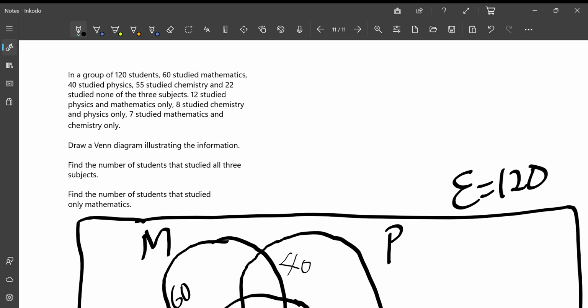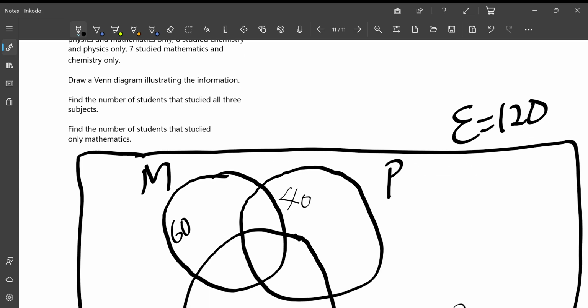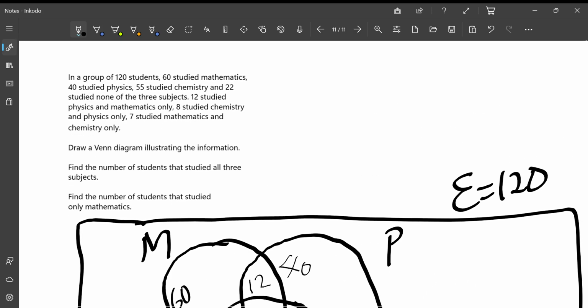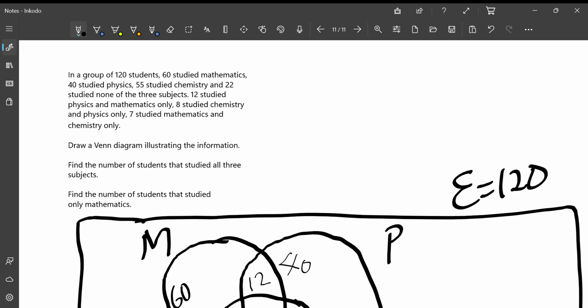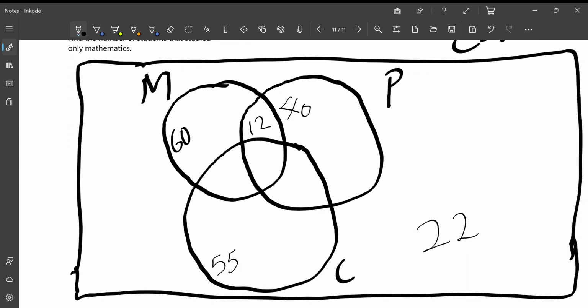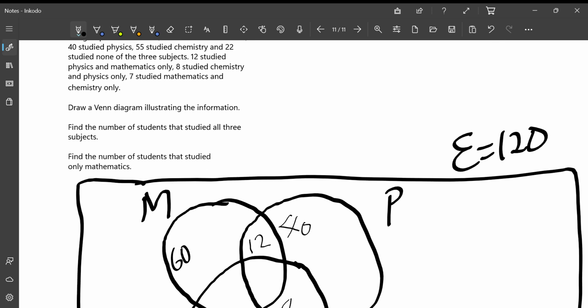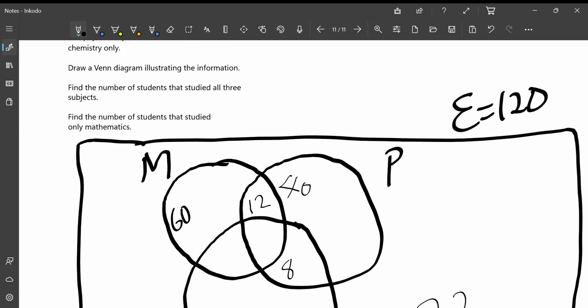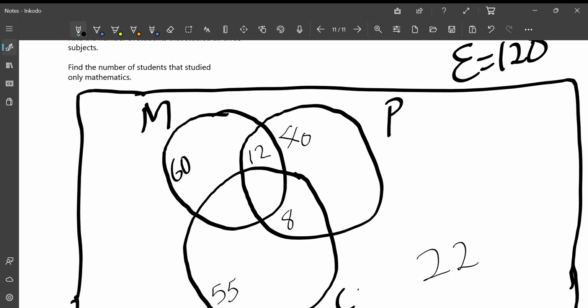Then I'm told 12 studied physics and mathematics only. Physics and mathematics only. So which part of the circle corresponds to physics and mathematics only? It's here, 12. All right. And then 8 studied chemistry and physics only. Where is chemistry and physics? This is chemistry, this is physics. 8 persons studied only chemistry and physics. And then 7 studied maths and chemistry only. So maths and chemistry, this is here, 7 students.